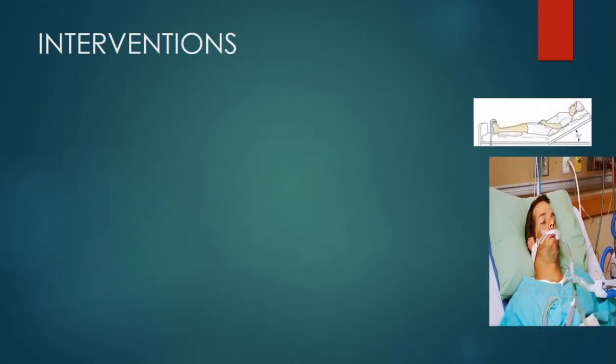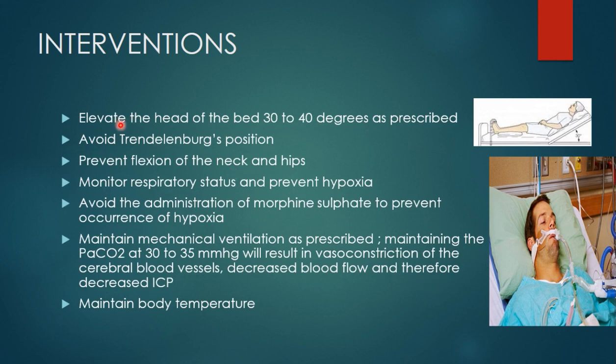Next, what are the interventions? What can you do for that? First of all, you have to elevate the head of the bed 30 to 40 degrees as prescribed. Then avoid Trendelenburg's position, prevent flexion of the neck and hips, monitor the respiratory status and prevent hypoxia. Avoid administration of morphine sulfate as it is a respiratory depressant. Maintain mechanical ventilation as prescribed, maintaining the partial pressure of carbon dioxide at 30 to 35 mm of mercury, which will result in vasoconstriction of the cerebral blood vessels, decreased blood flow, and therefore decreased intracranial pressure.